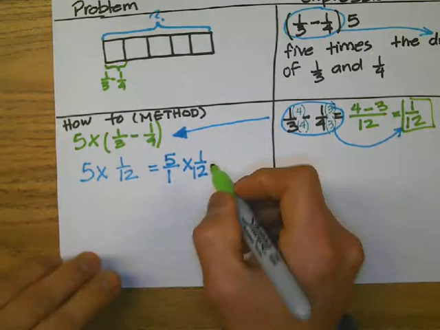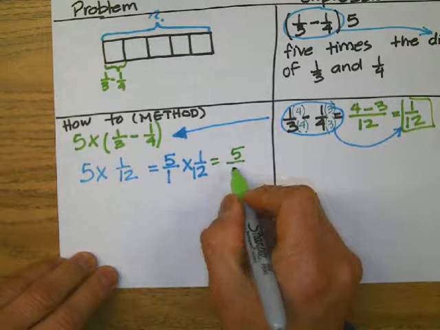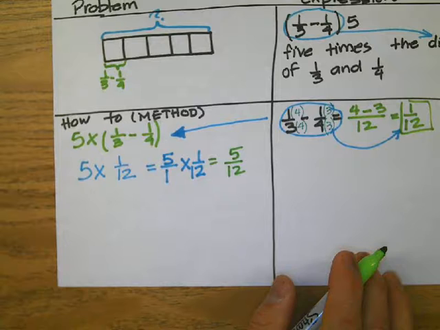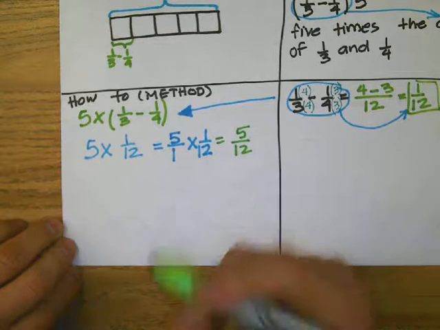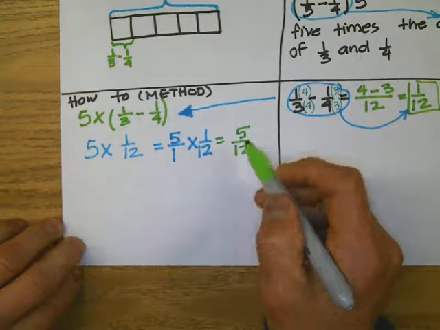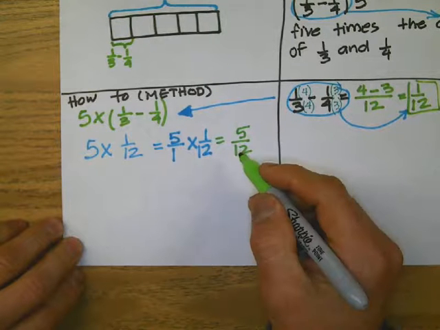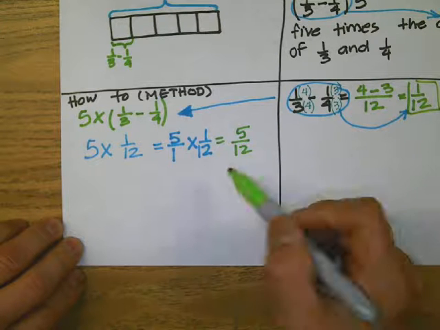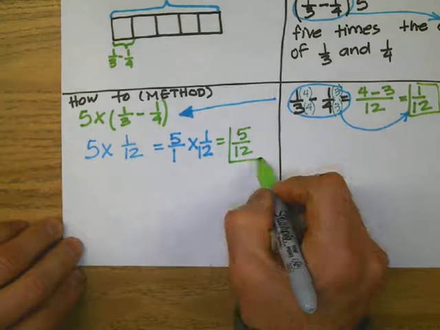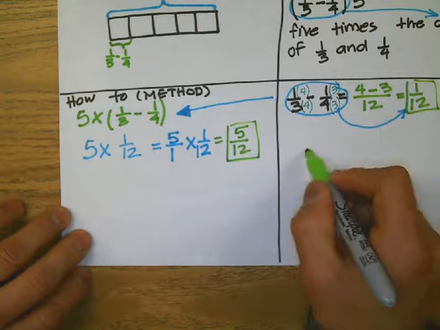Okay, so now this is not an improper fraction, so we're not going to divide it. And I think this is it. This is our answer, my friends. So now we know that the answer is 5/12 for this problem. So here's how you write it. 5 times of 1/3 minus 1/4 equals 5/12.